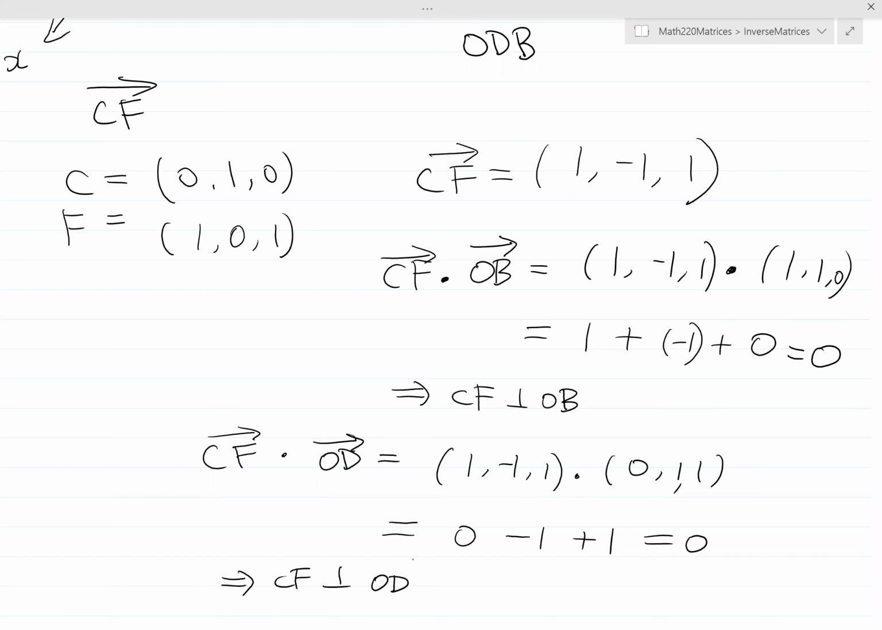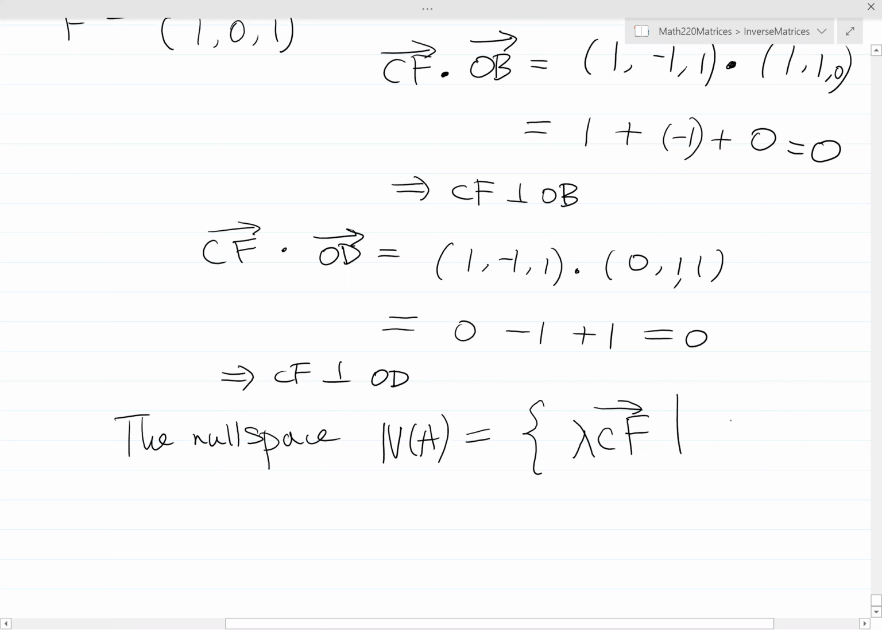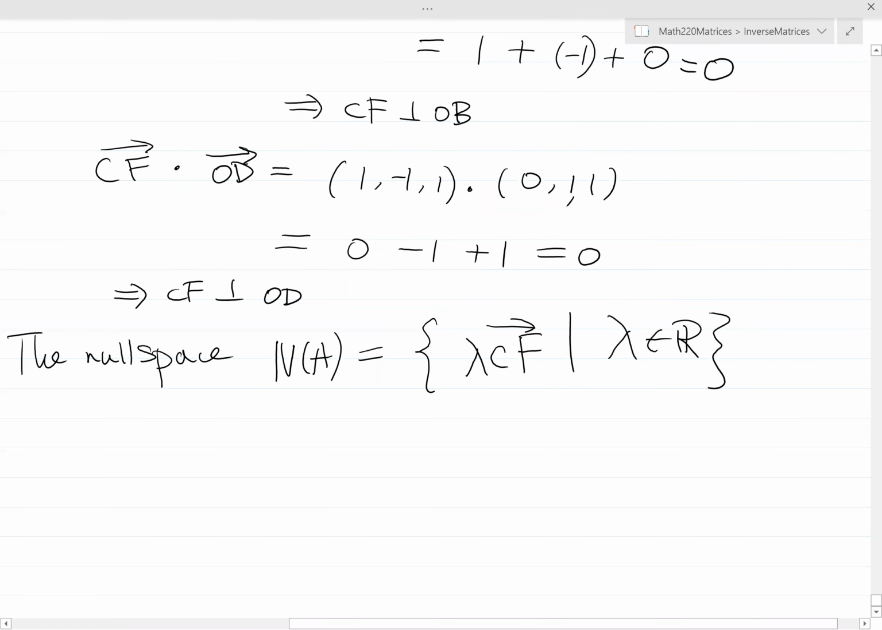Remember, for a vector space to include the 0 vector, the line should pass through the origin O. So the null space of A is the line parallel to CF, passing through the origin. So it's lambda CF, where lambda is a real number, a multiple of the vector CF.